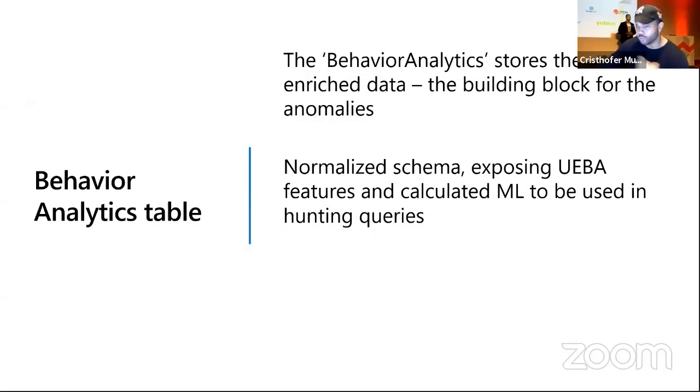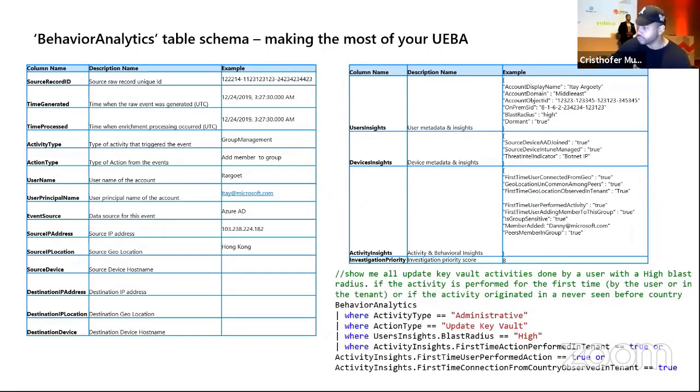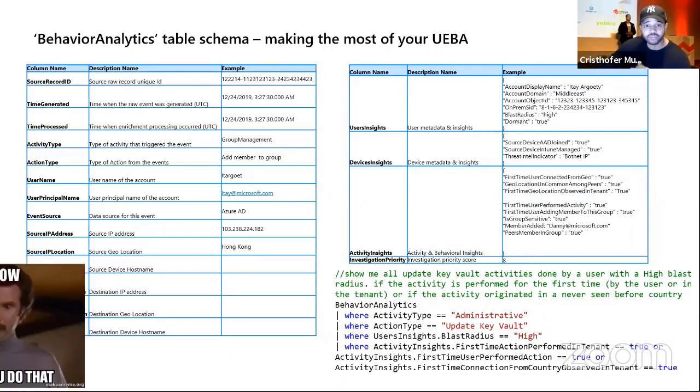Behavior analytics stores the enriched data. So the whole point of Sentinel UEBA is to provide enrichment and to provide additional context. The behavior analytics stores the enriched data, which is the building block for the anomalies, right? So this will allow us to get information such as the username, the UPN, event source, source IP address, the destination IP address, activity insights, and also an investigation priority score. That's pretty cool because it helps you prioritize the different entities that you investigate across an environment as well.